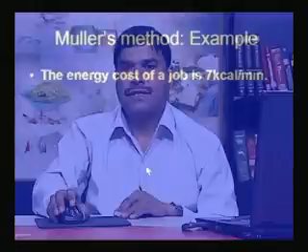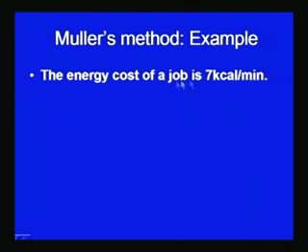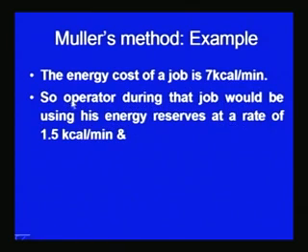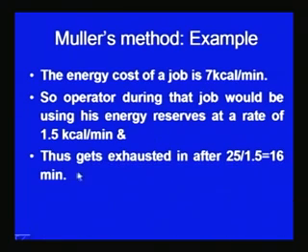So, here in an example, the energy cost of the job is 7 kilocalorie per minute, and the operator during the job is therefore using his energy reserves at the rate of 1.5 kilocalorie per minute, and thus gets exhausted after 25 divided by 1.5, equal to 16. 25 represents the energy reserves available to the worker, and these are used at the rate of 1.5 kilocalorie per minute when the job having the energy cost of 7 kilocalorie per minute is carried out.